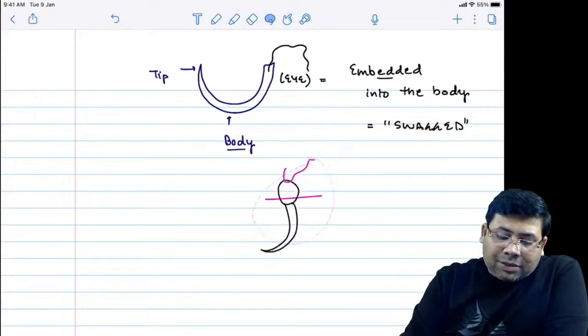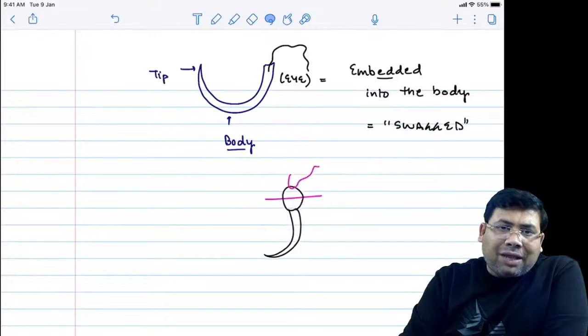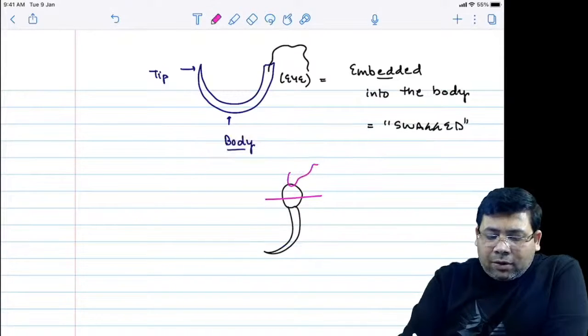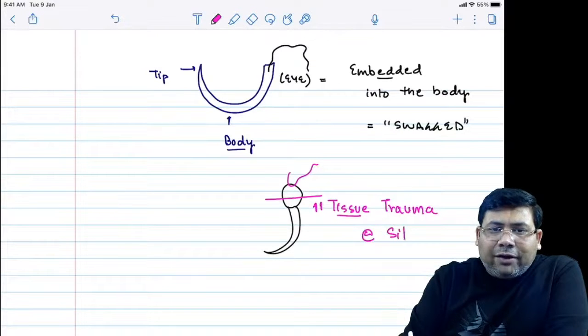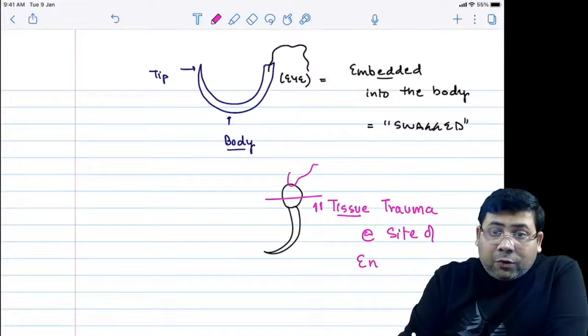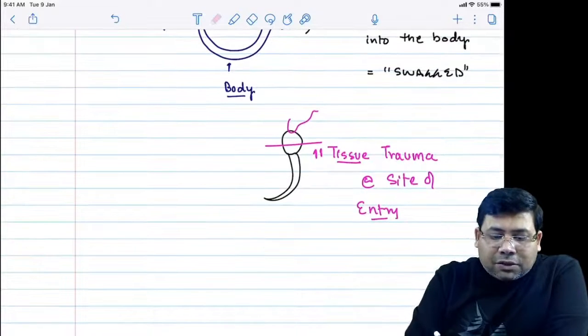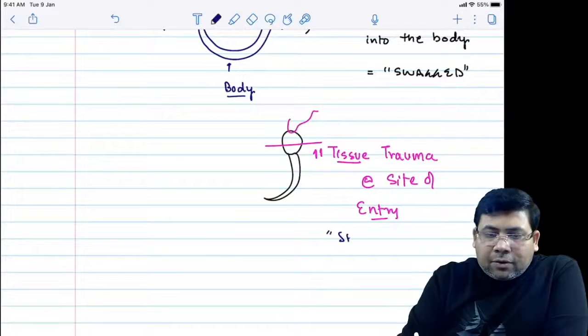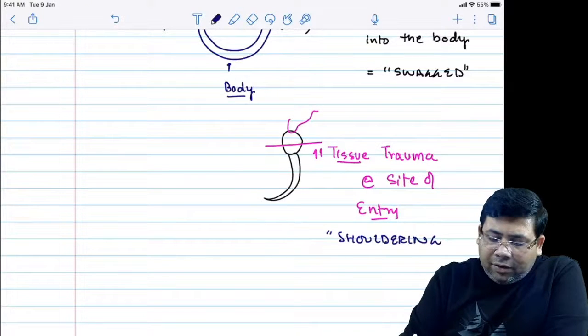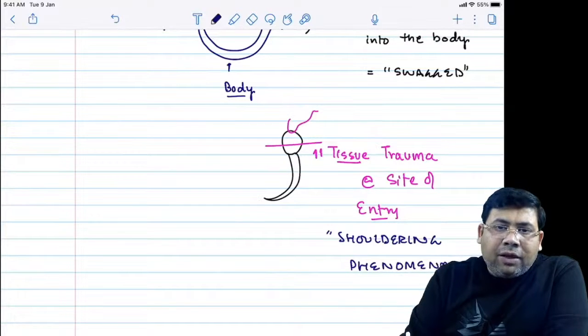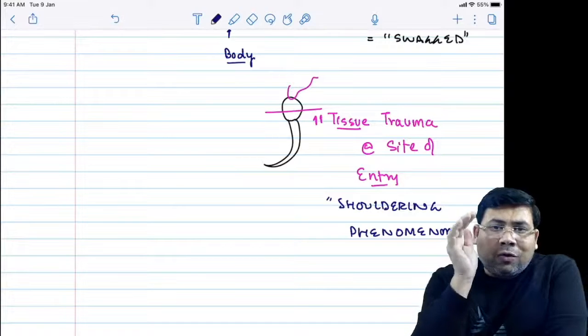So if you see, this needle part is okay, but the eye part is going to cause more trauma. There is increased tissue trauma at the site of entry. Do you know what this is known as? This is known as the shouldering phenomenon. Because of this shouldering phenomenon, we don't prefer to use the closed eye needle.